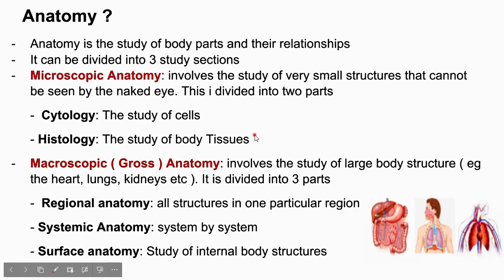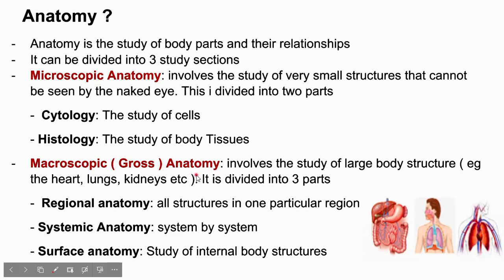The other part of anatomy involves the macroscopic, or rather the gross anatomy. Now, this involves the study of large body structures. Examples are the heart, lungs, kidney, etc. This part of anatomy is divided into three parts or three sections.